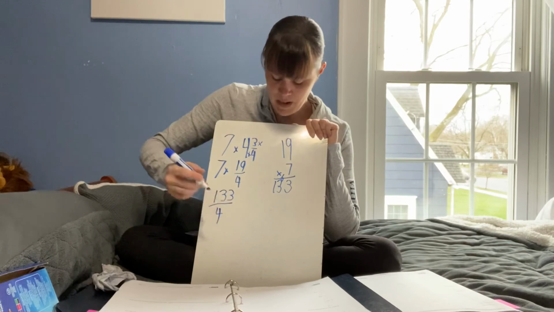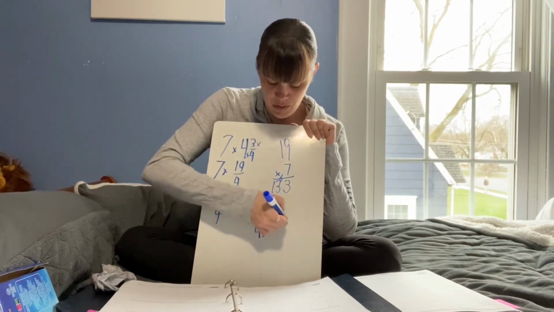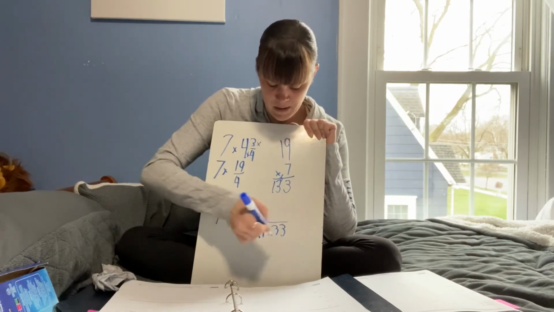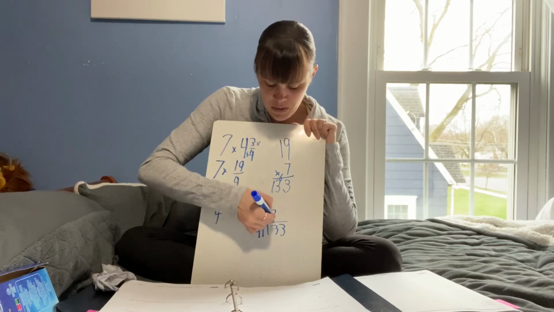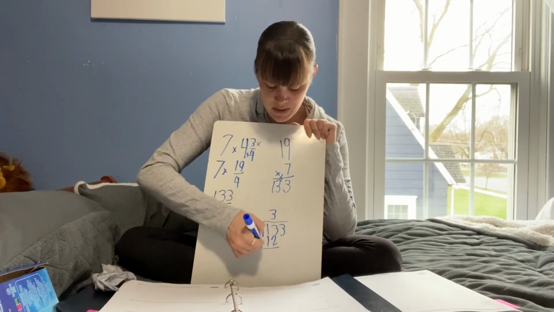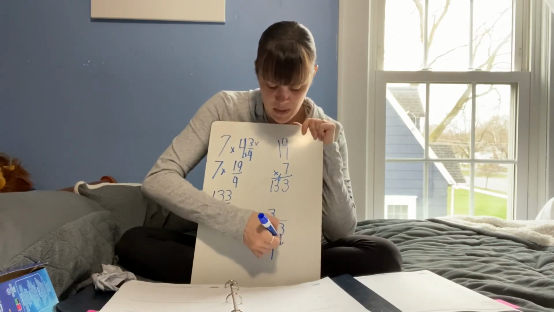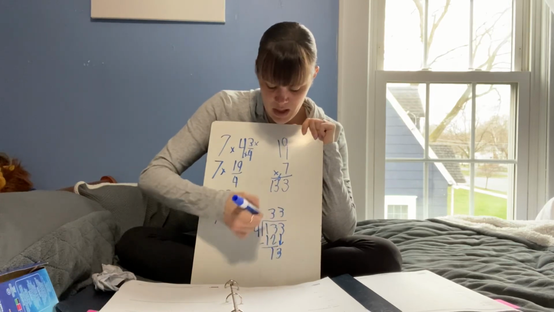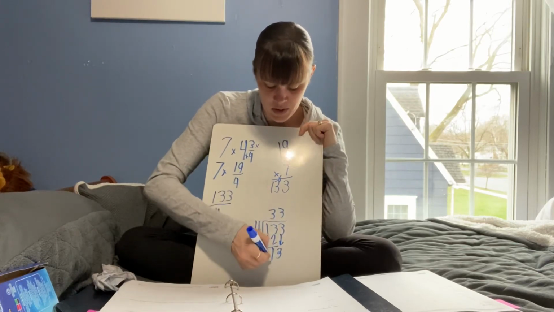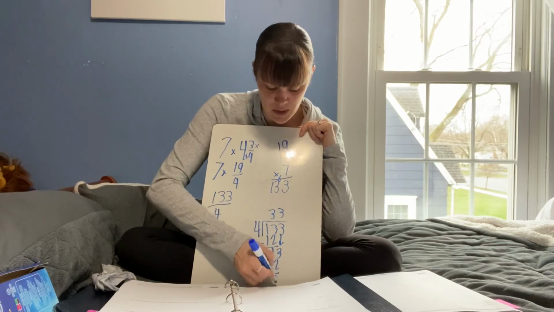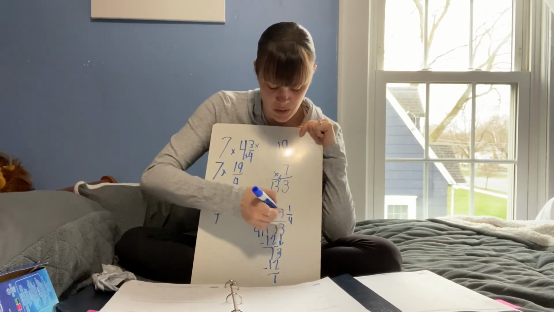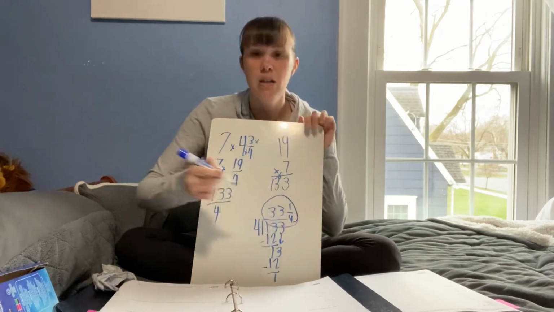So, oh my goodness, 133/4. But now I have to do 4 into 133. 3, 12, subtract, bring down my 3. We get 3. 3 times 4 is 12 again. Subtract, we get 1, we get 1/4. So, did we get the same answer? Yes, we did.